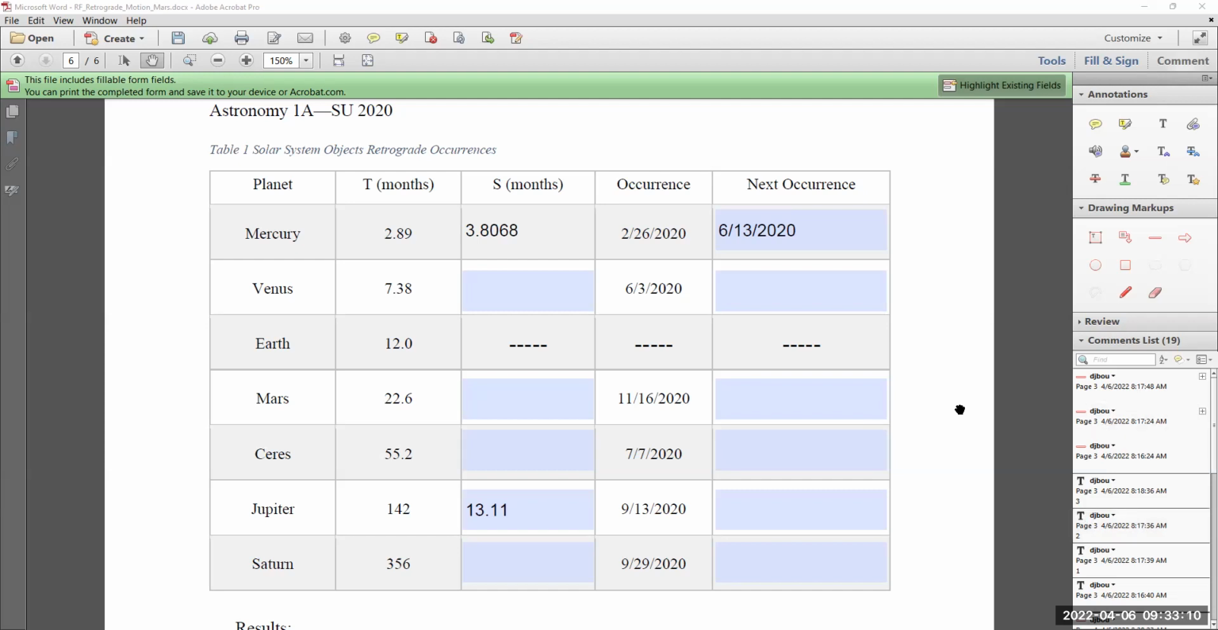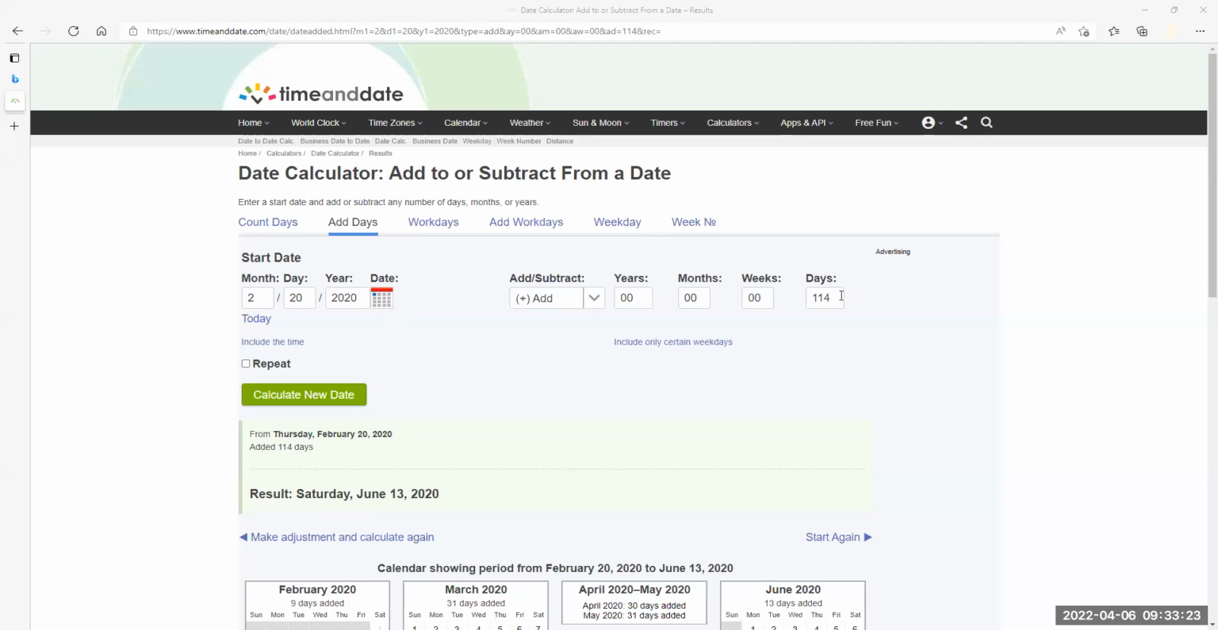So I'm going to come in here, stop sharing, and I'm going to share with you a link. And here is the link. So this calculator in here, first of all, I tested it for Mercury. I put the date February 20th, 2020, and add 0 years, 0 months, 0 weeks, 114 days. So we're going to do the same thing, except that our starting date is September.